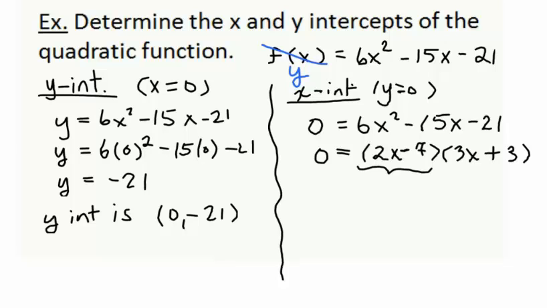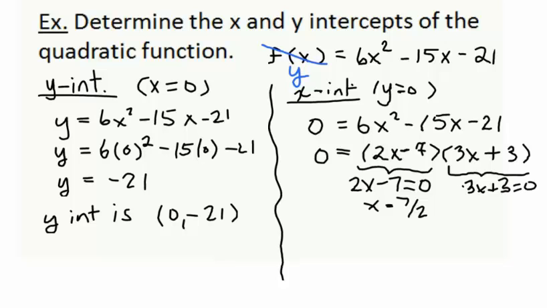This factor here is going to yield 2x minus 7 is equal to 0. And if we solve for x, we're going to get x is equal to 7 over 2. Our second factor tells us 3x plus 3 must equal 0. And if we solve for x here, we're going to get x is equal to negative 3 over 3, or x is equal to negative 1.